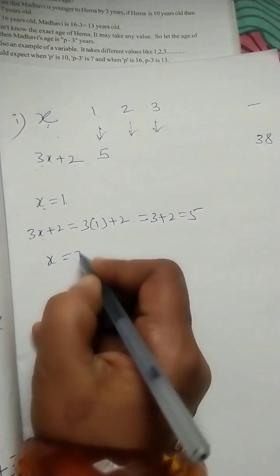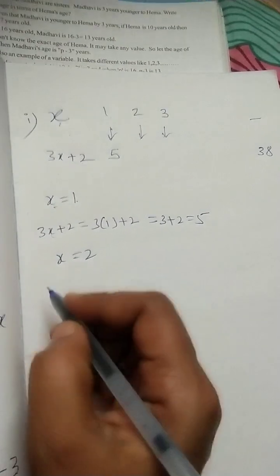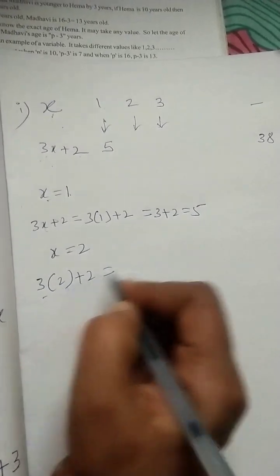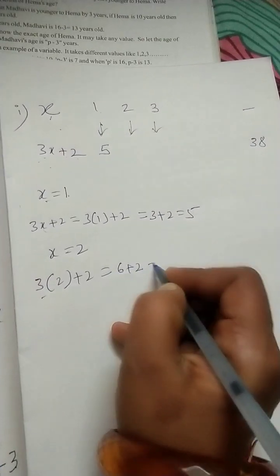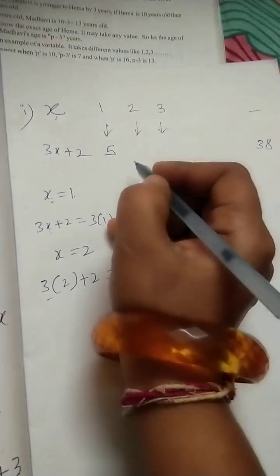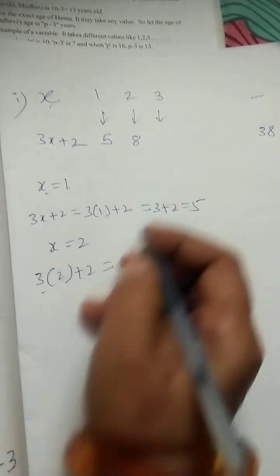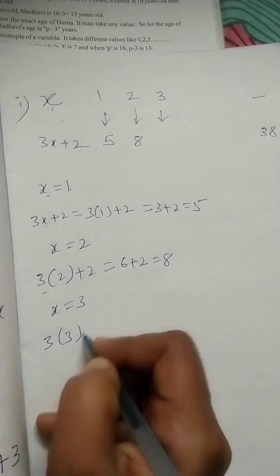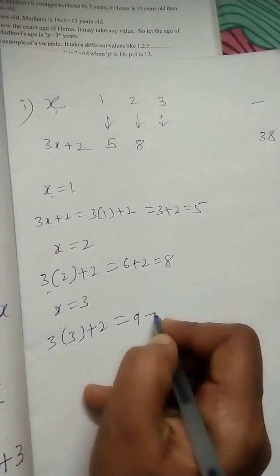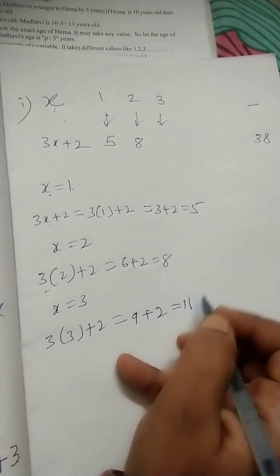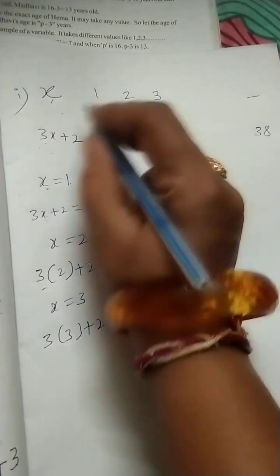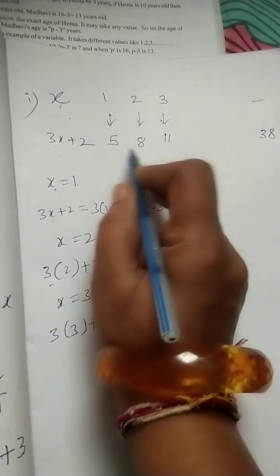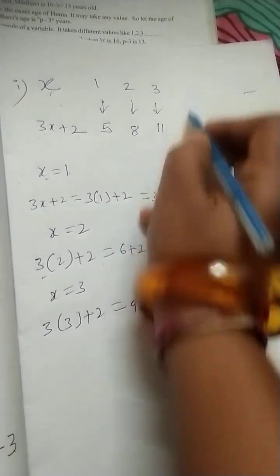So if x is equal to 1, the 3x plus 2 value is 5. If x is equal to 2, here 3 into 2 plus 2. 3 2s are 6, 6 plus 2, 8. Next, x is equal to 3, 3 into 3 plus 2. 3 3s are 9, 9 plus 2, 11. So if x is equal to 3, the 3x plus 2 value is 11.